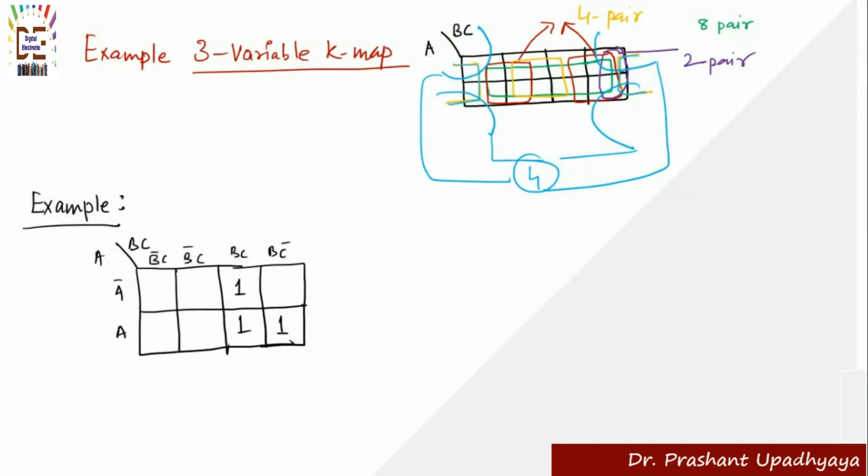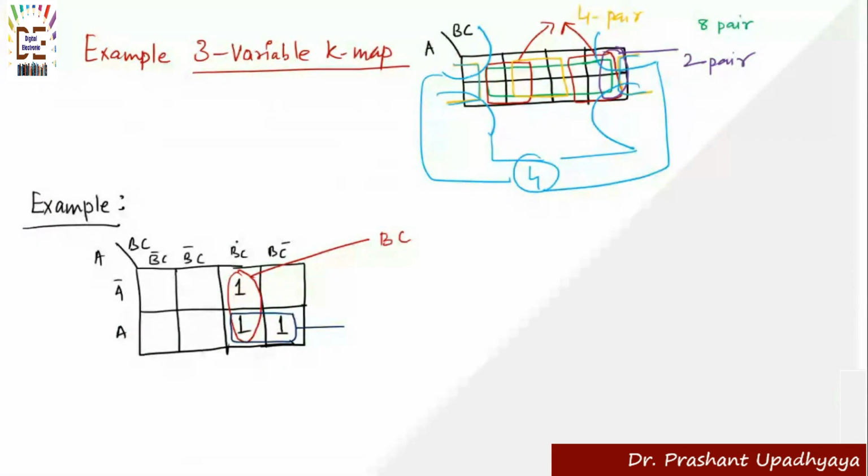Is there a possibility to make a pair of 8? No. Is there a possibility of making a pair of 4? No. Is there a possibility of making a 2? Yes, we can make a pair of 2. So we are going to make a pair of 2. I can make one pair like this. So what will be the answer from this? BC.